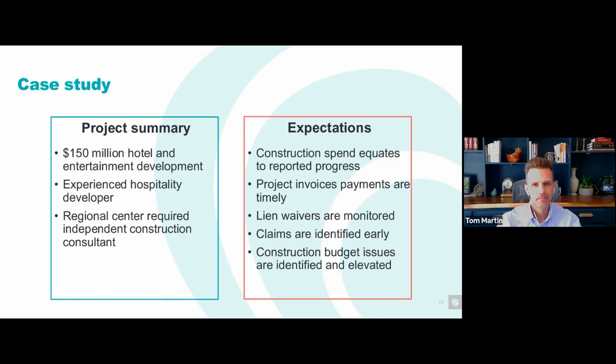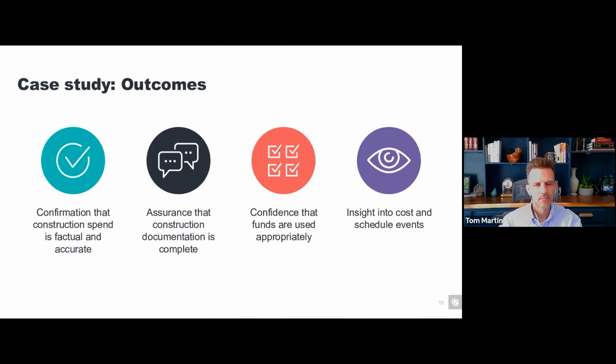Thanks, Tom. As we walk through a couple of the items on this case study, I want to point out the box here on the right. Expectations are the construction spend should equate to progress. Invoices are paid timely. Lien waivers are monitored. We spent a lot of time talking about lien waivers. Claims are identified early, and budget issues are identified and elevated.